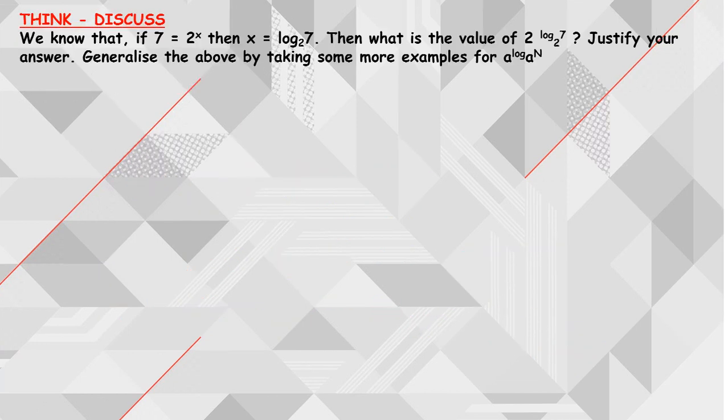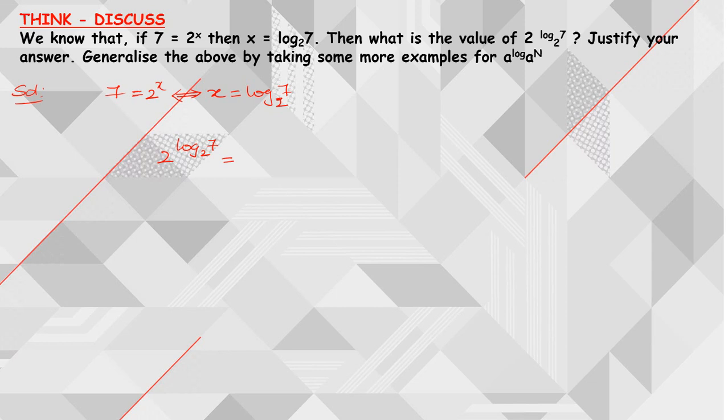Next, moving on to one more thing to discuss. This is one more formula which we can make use of. What he has given is 7 equal to 2 power x, so he has given the exponential form: 2 power x is equal to 7. From there, he has written its logarithmic form: x is equal to log 7 to the base 2. Then what is the value of 2 raised to the power log 7 to the base 2? So 2 power log 7 to the base 2.